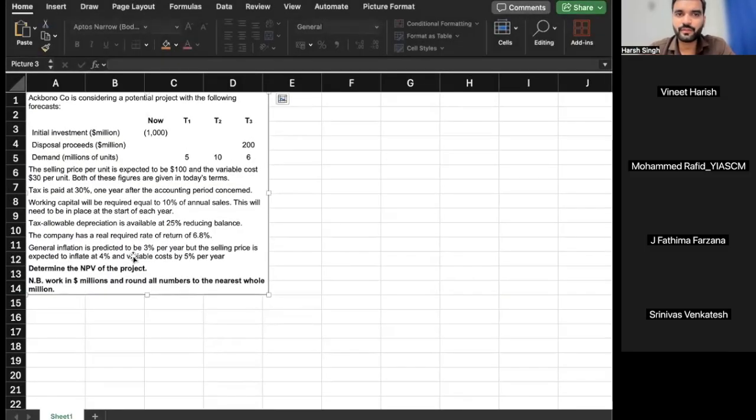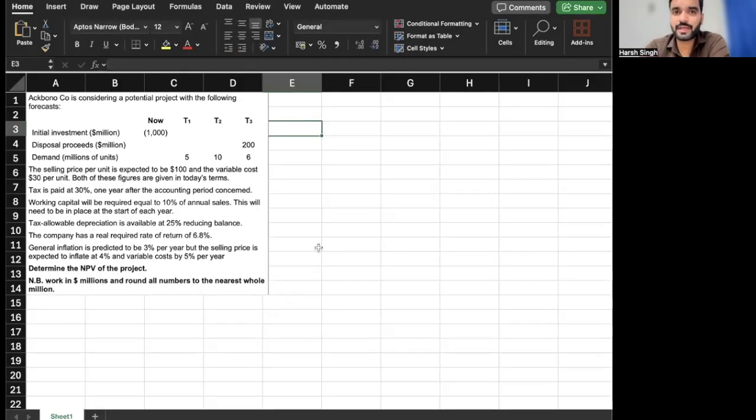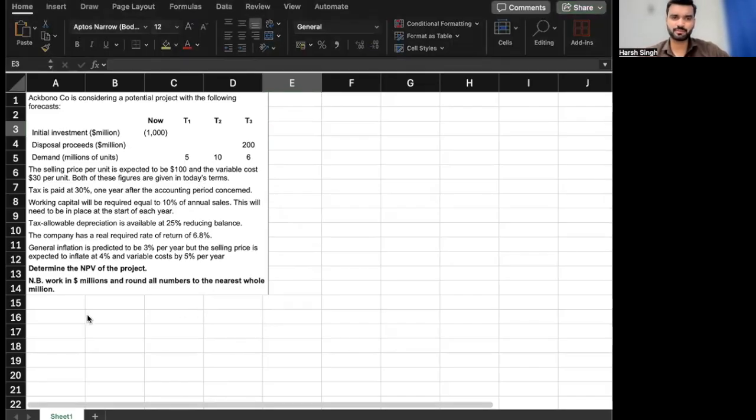Okay, so Agbono is considering, let's start this question which is based on the net present value concept, the topic of which we covered in the last session. Agbono is considering a potential project with the following forecast details. We have the initial investment, the disposal proceeds, and the demand given for years 1, 2, and 3. Selling price per unit is expected to be 100 and variable cost is 30. Both figures are given in today's terms. Not a big deal for us.